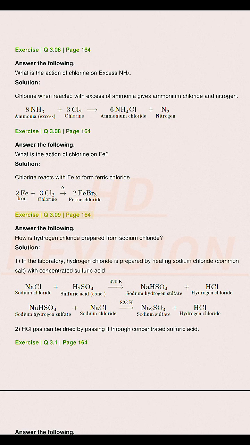Exercise Q3.09, page 164. Answer the following. How is hydrogen chloride prepared from sodium chloride? Solution. 1. In the laboratory, hydrogen chloride is prepared by heating sodium chloride, common salt, with concentrated sulfuric acid. 2. HCl gas can be dried by passing it through concentrated sulfuric acid.